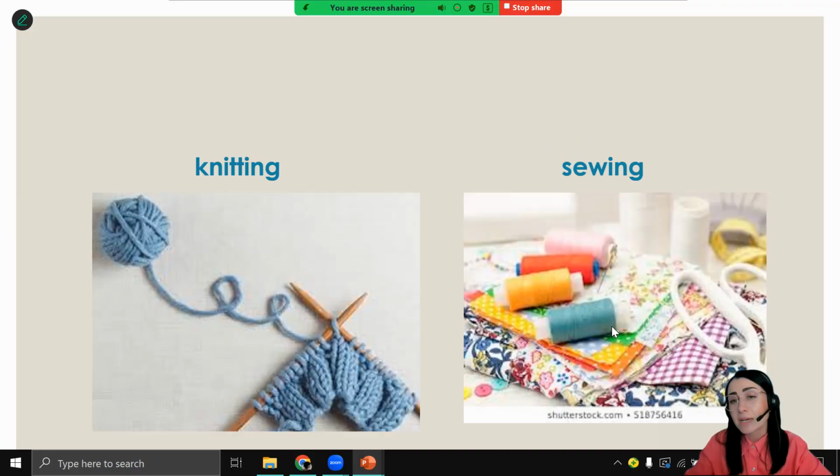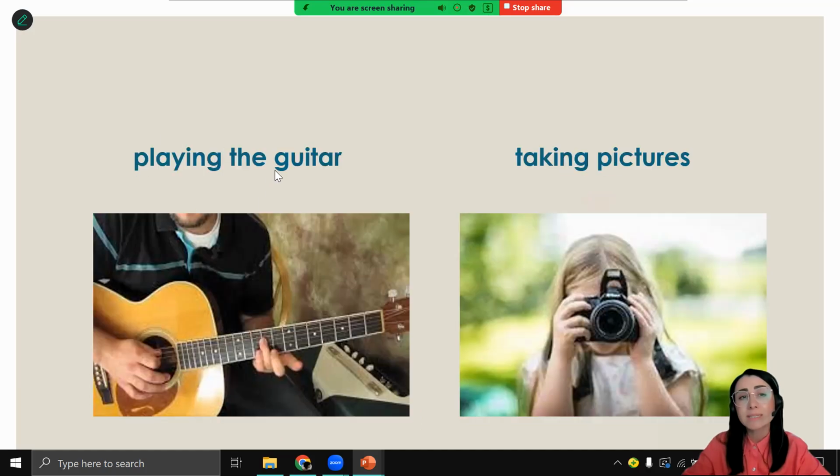Sewing is something that you can do with threads and needles and different types of clothes. You can sew some clothing, a skirt, for example, for yourself or something else. Personally, I don't like sewing very much. What about you? Another one is playing the guitar.